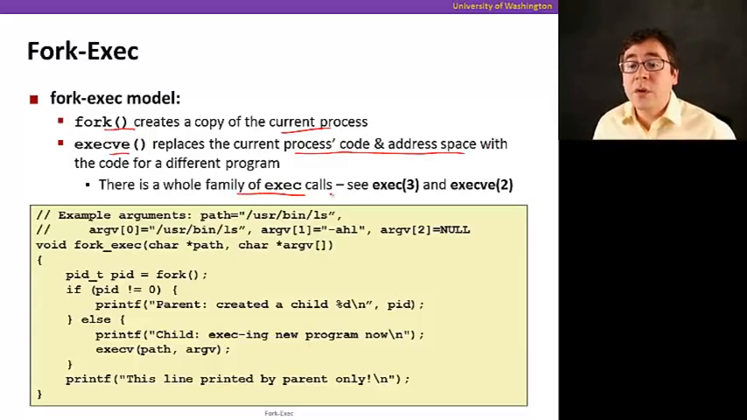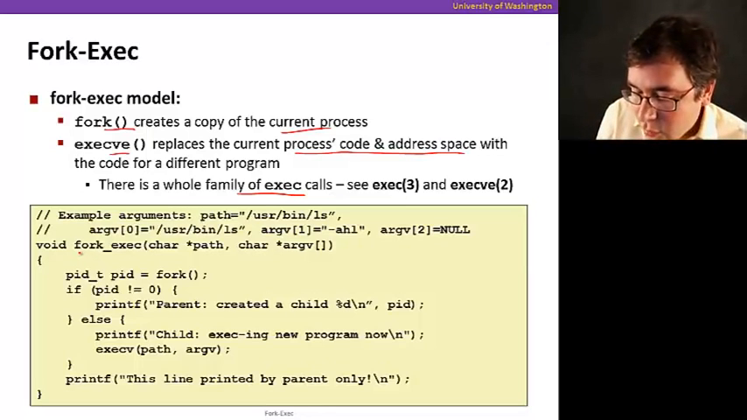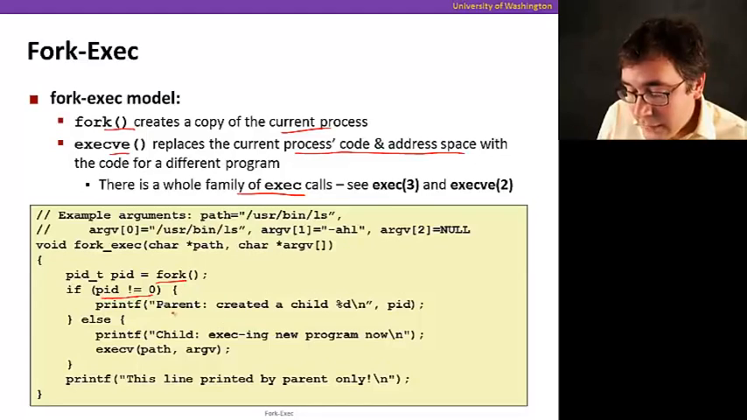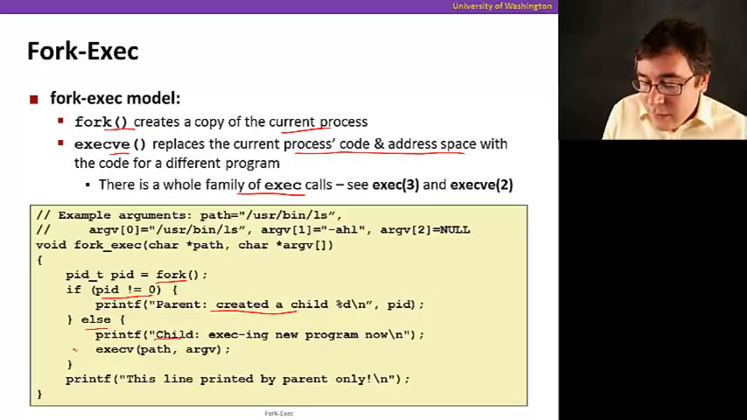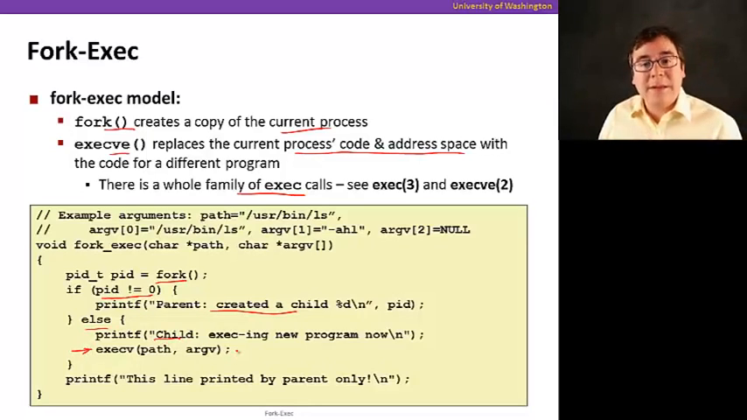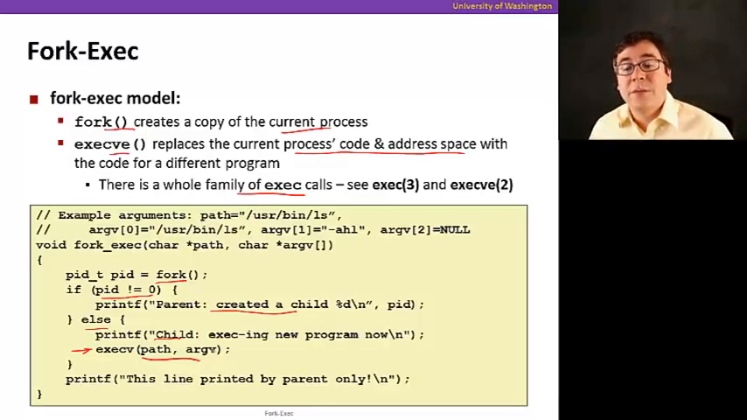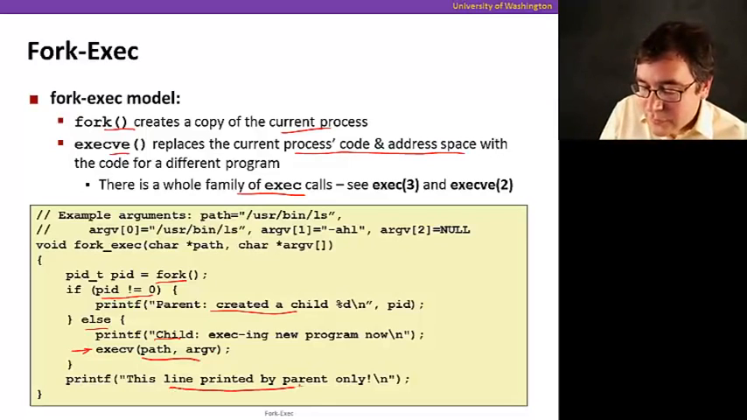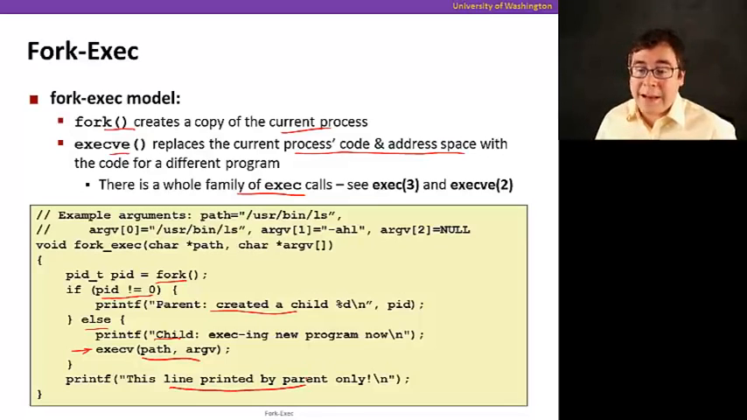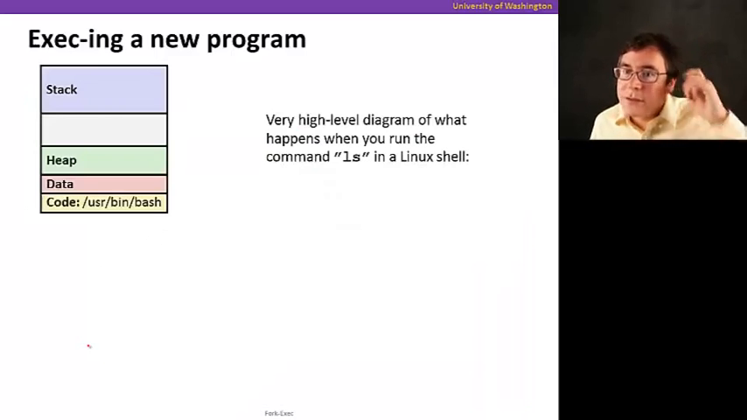So, for example, here in this code, we are calling fork. If the PID is not 0, that's the parent. It created a child. Otherwise, if the PID is 0, that's the child. When we call execv here, the child is going to replace its code, its data, and its address space with the code and address space from a different program. This line here is going to be printed by the parent only, and that's because execv is not going to return. So let's see an animation of how this happens.